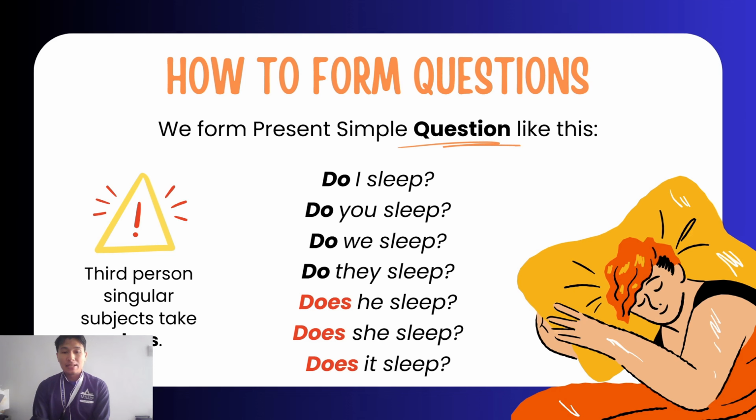Notice that in the question with the auxiliary does, we don't add an S at the end of the verb sleep. This is because in the sentence we have the auxiliary does, and we only change the verb when making affirmations. So, do not change the verb if the auxiliary does is in the sentence.